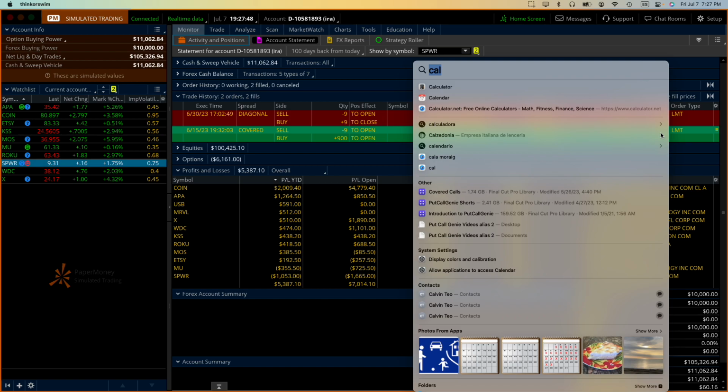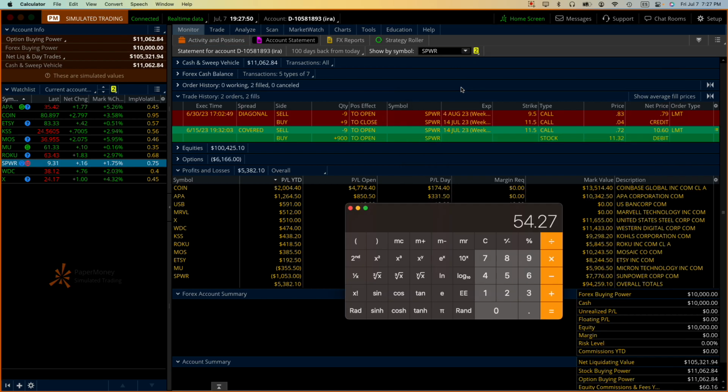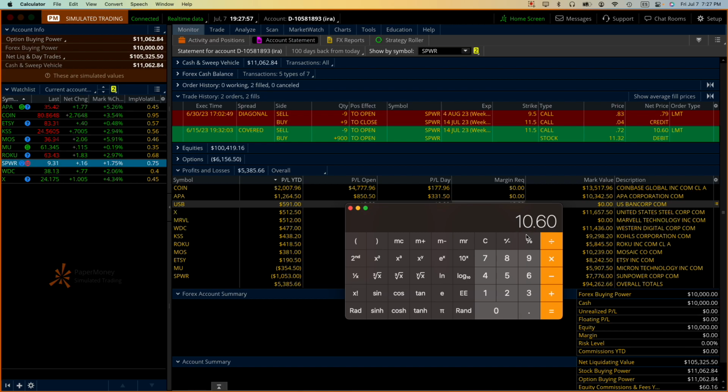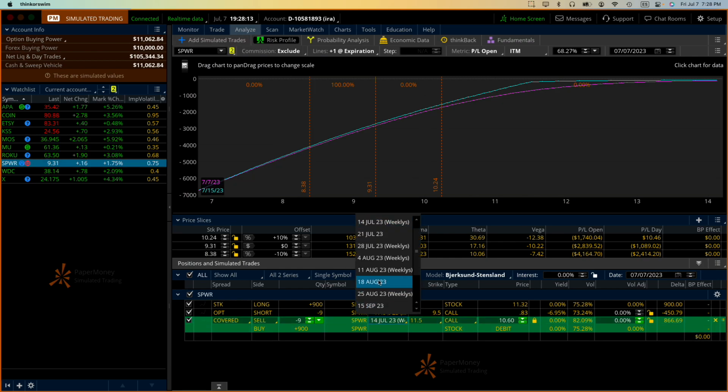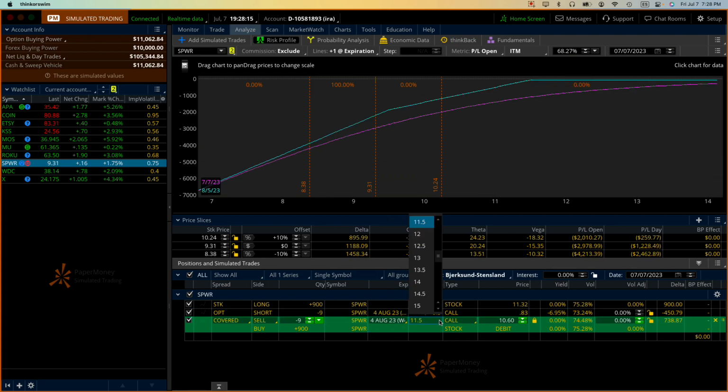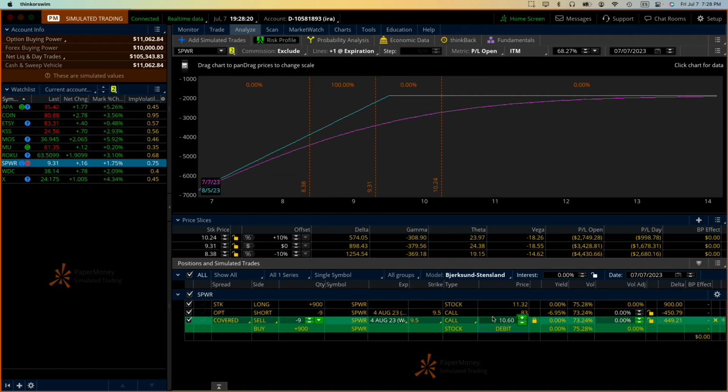Is the reduction. So the calculator, my original price was $10.60, and because I rolled it down, I got a credit of 79. So I'm going to subtract 0.79. My new price is $9.81. Okay, and that's what I have here. Adjust that to August 9.5, and I put that number here.